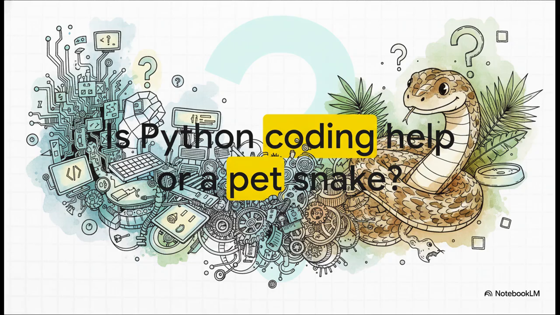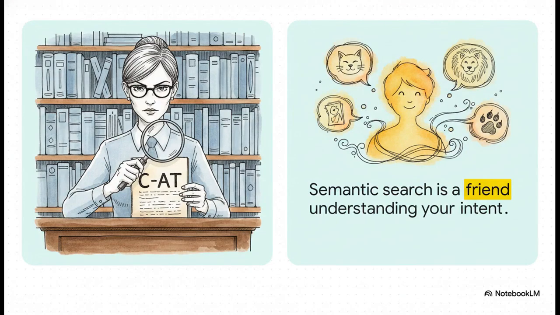Synonyms, context, complex human intent, all of that was completely invisible to those early systems. The burden was entirely on you, the user, to guess the exact right words the author of the document might have written down. To fix this, we needed a huge technological leap, and that leap was semantic search.